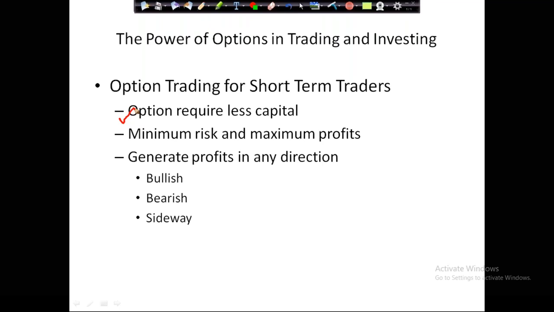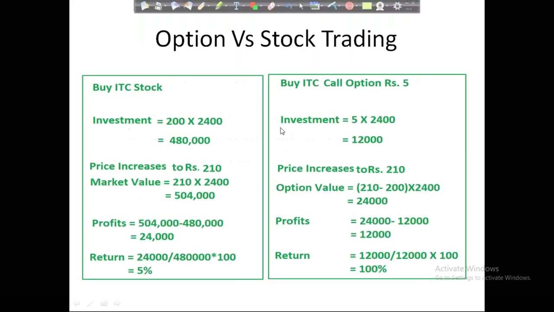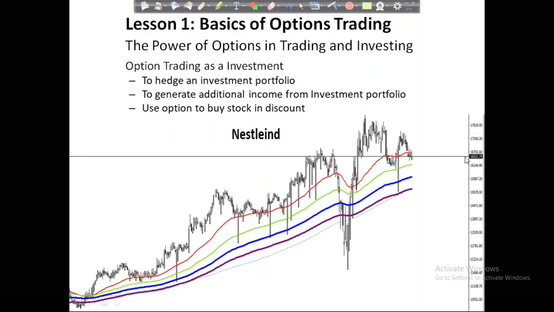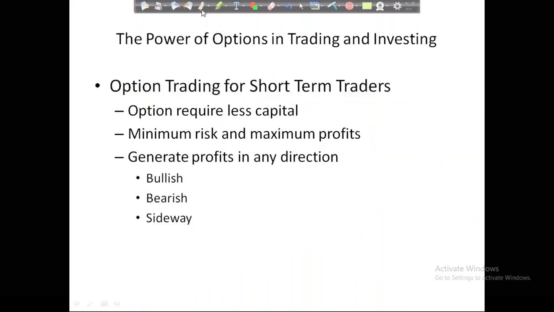Require less capital. Suppose here you can see in our previous chart, let me show. All right. Now Nestle India is running around 16,500. If you want to buy a single stock of Nestle India, one share costs 1600. We get like 5 rupees, 10 rupees per option. We are getting premium.